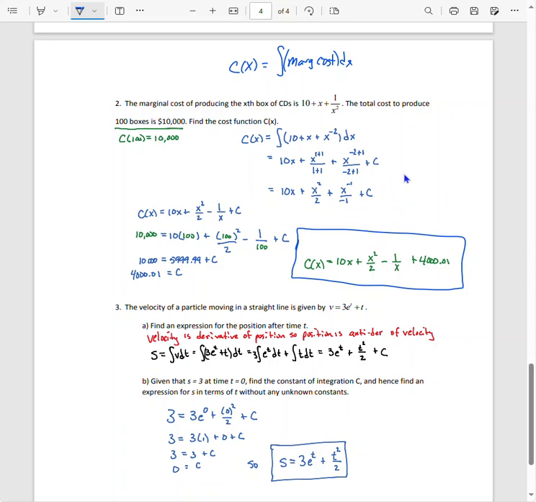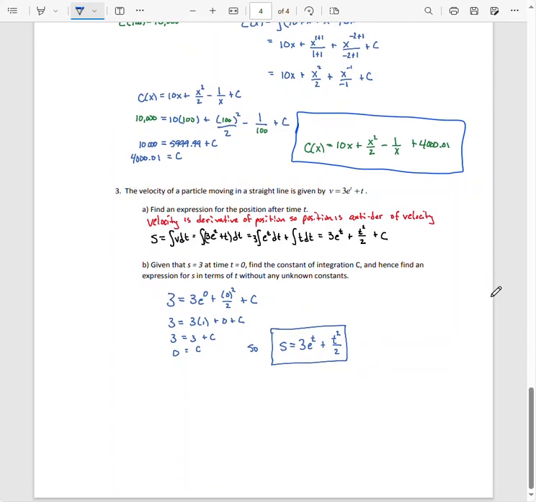If you're given a fixed cost, it is your constant. If you're given a point, a specific value, that's how you find your constant. But in these application problems, you will probably never have a plus c at the end. You'll need to find that constant value.